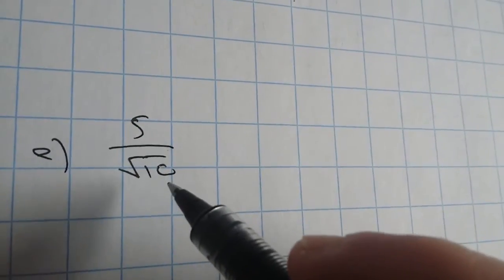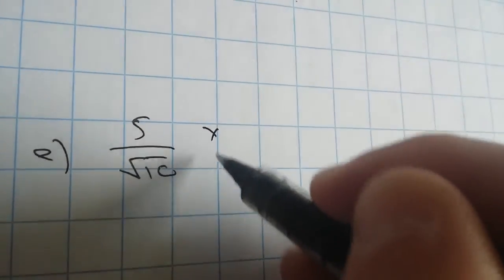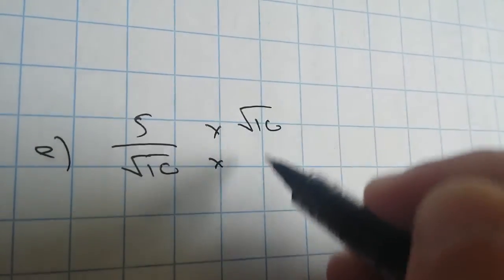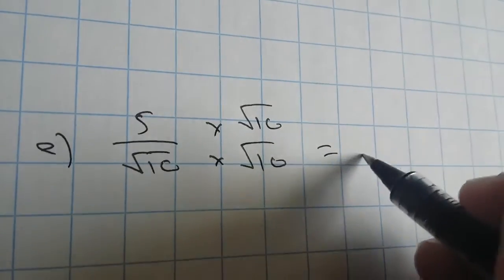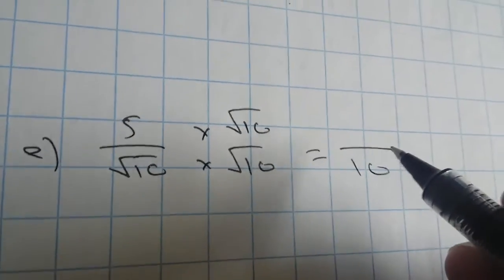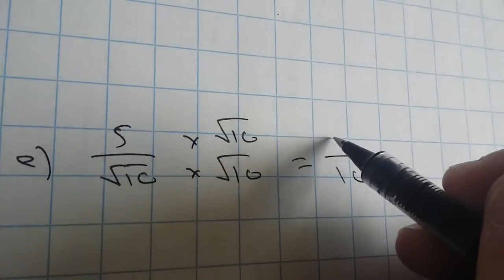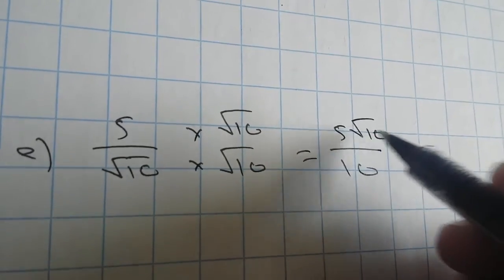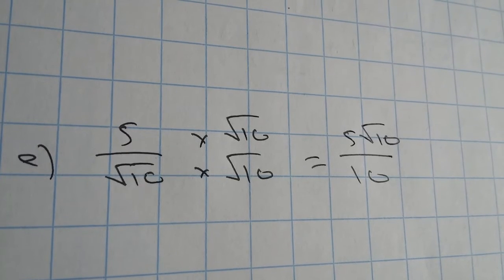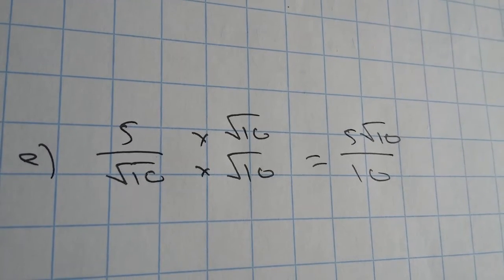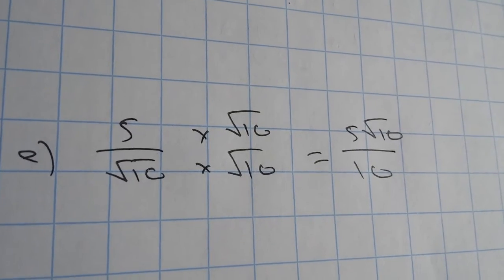Moving on to E, very similar. At the moment I've got root 10 on the bottom, so I'm just going to times the top and bottom by root 10. Because root 10 times root 10 equals 10. And on the top, 5 lots of root 10 is just 5 root 10. They are now both rationalised because neither of them have a square root on the bottom in the denominator.